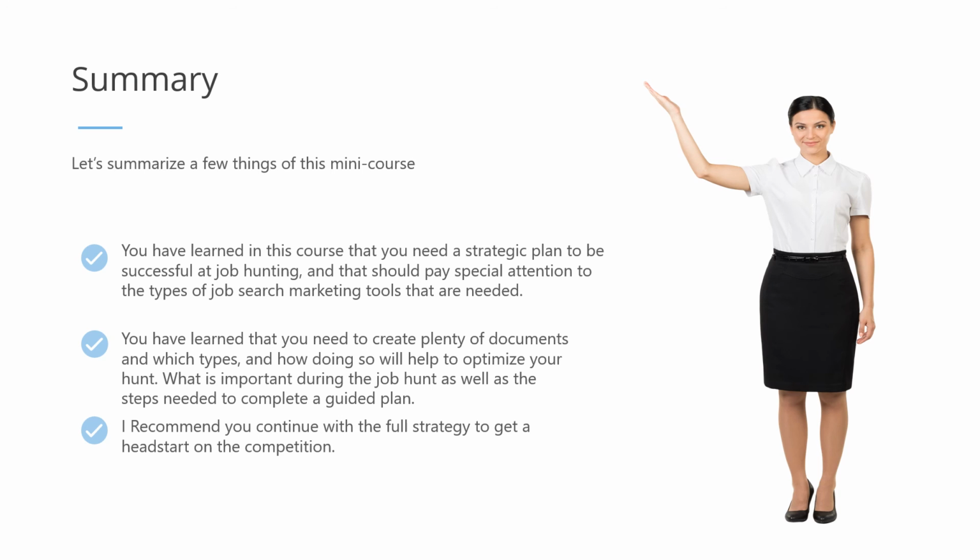I'm going to summarize a few things of this mini course. Some of the things you should have learned in this course is that you need a strategic plan to be successful at job hunting, and that you should pay special attention to the types of job search marketing tools that are needed. You also have learned that you need to create plenty of documents, and which types, and how this will help to optimize your hunt. What is important during the job hunt, as well as the steps needed to complete a guided plan. I also recommend you complete or continue with the full strategy to get ahead of the competition.